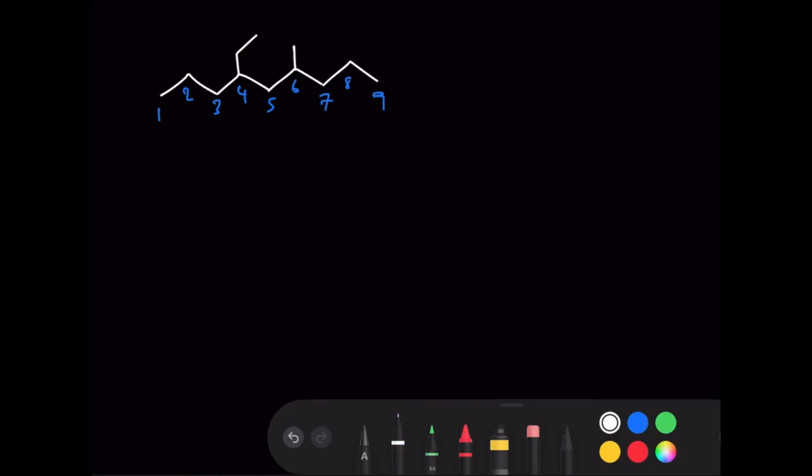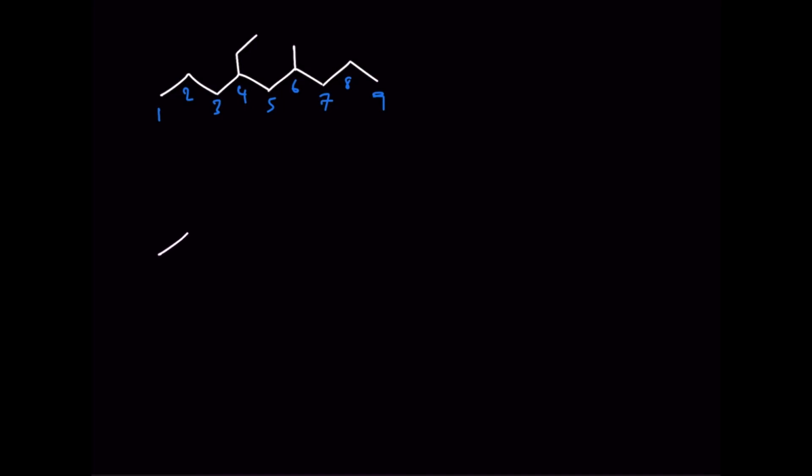Let us say we have a molecule like this, 1, 2, 3, 4, 5, 6, 7, 8, 9. 4 position ethyl group, 6 position methyl group. If we go from left to right, 1, 2, 3, 4, 5, 6, 7, 8, 9. Let me just redraw it one more time.